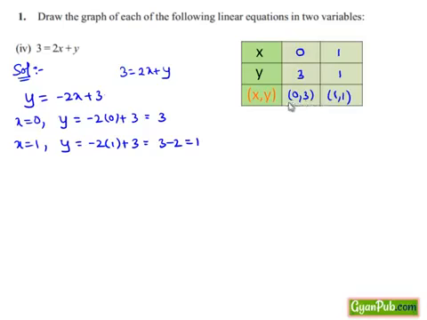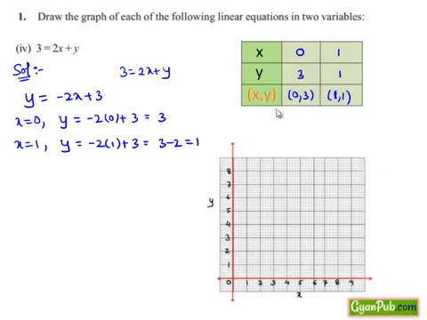Now let us plot these 2 points on a graph. The first point (0, 3) lies on the y-axis at a distance of 3 units from the x-axis along the positive direction of the y-axis. So the point (0, 3) lies here.